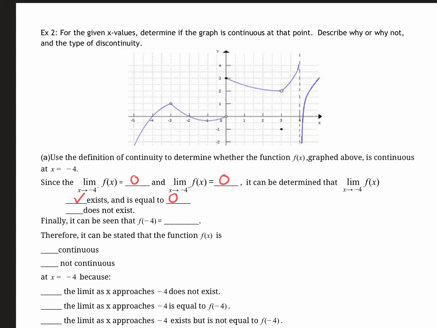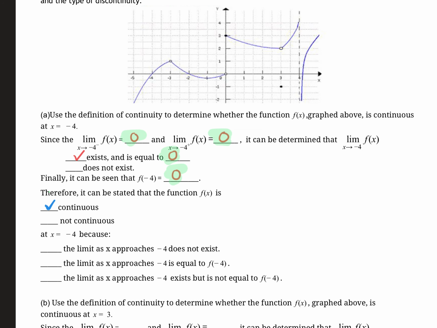In this case, that is 0 as well. So because all of these numbers that we have written are the same, everything here that I've written, look at all 4, 1, 2, 3, and 4. Because all of those are the same, I can actually then state that this function is continuous at x equals -4 because, and here's what I would do.